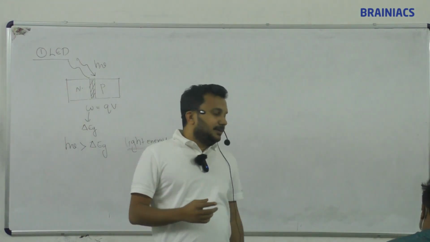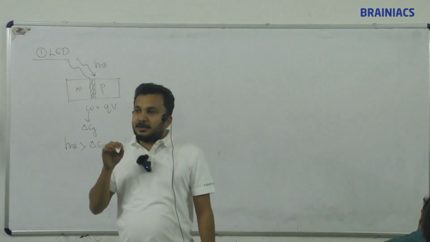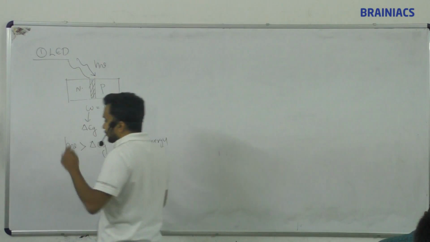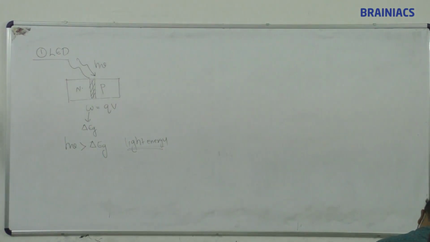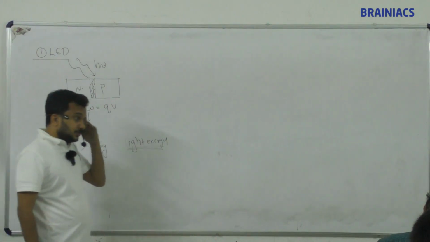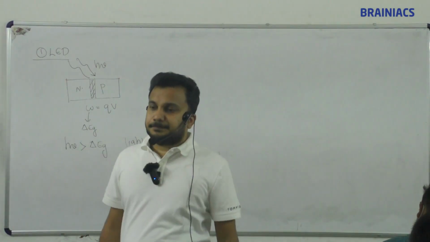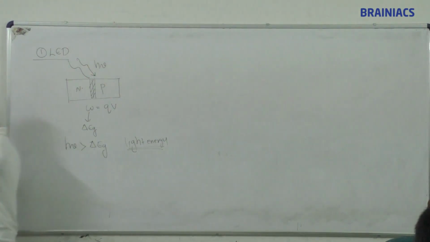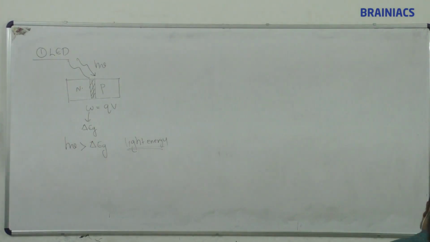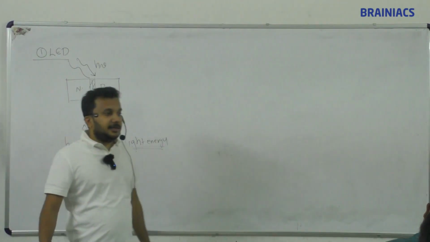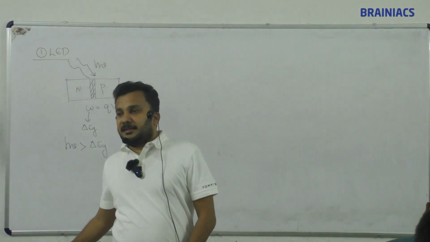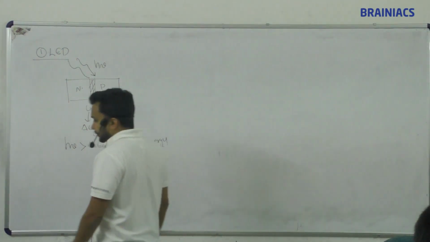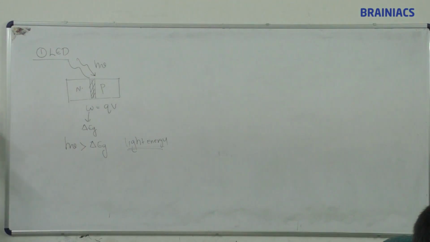Based upon the chemical composition of the semiconductor, light emitted by the diode has different wavelength, which means different color.